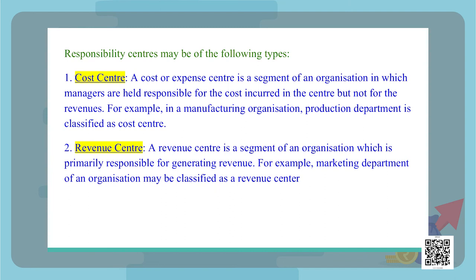For example, in a manufacturing organization, the production department is actually a cost center because it is only incurring expenses, but it is not generating revenue for the organization. Then we have revenue centers. A revenue center is the segment of an organization whose primary responsibility is to generate revenue for the organization. For example, the marketing department of an organization may be classified as a revenue center.